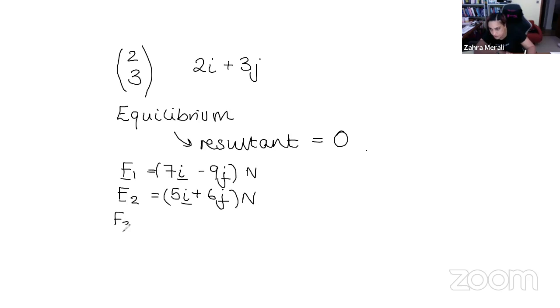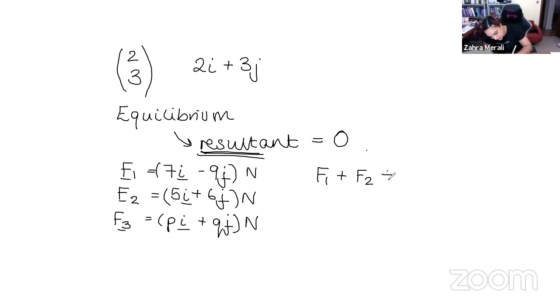And we've got force 3, which is pi plus qj. And we're told that all these forces are in equilibrium, and we need to find P and Q. So what that tells you is if the forces are in equilibrium, the resultant, so the result of adding them all up, equals 0. So we know that F1 plus F2 plus F3 equals 0.